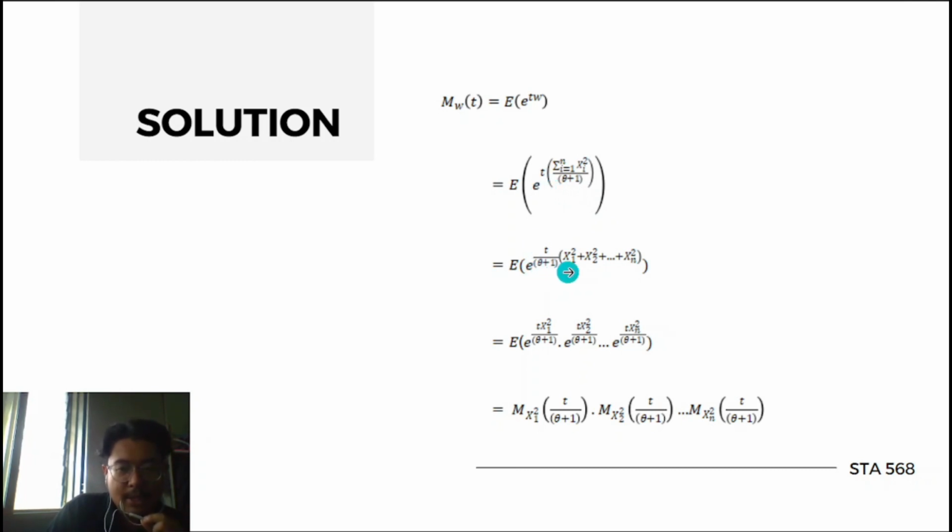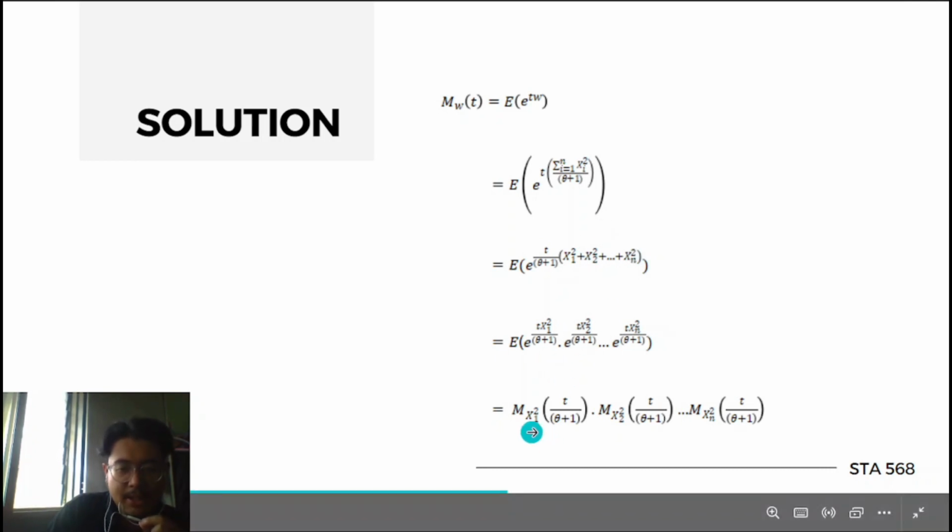So then we can expand the total of xi square from 1 to n to this form, x1 square plus x2 square plus until xn square. So after this we can take this value t over theta plus 1 divided with each of these values. So we get this value. Next we need to write it in MGF formula.